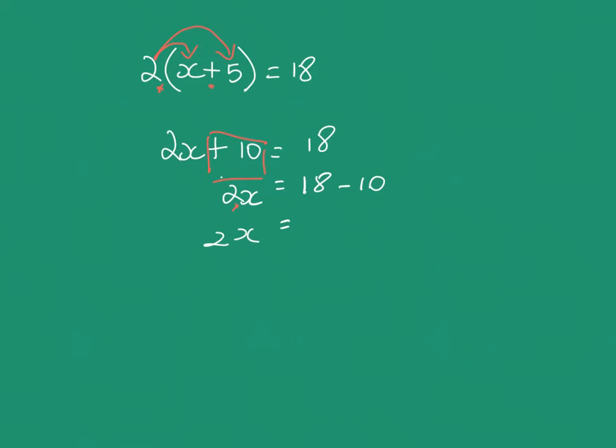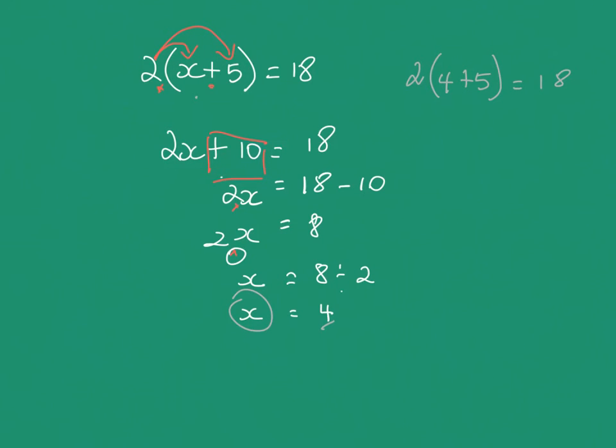Let me do a line first. 18 take 10 is 8. Here's our x. So now it'll be x equals 8, opposite of multiplication is divide. So x equals 4, because 8 divided by 2 is 4. Now let's check our answer just like before. If we go to, now replacing our x up here with a 4, 4 plus 5, in brackets, times 2 equals 18.